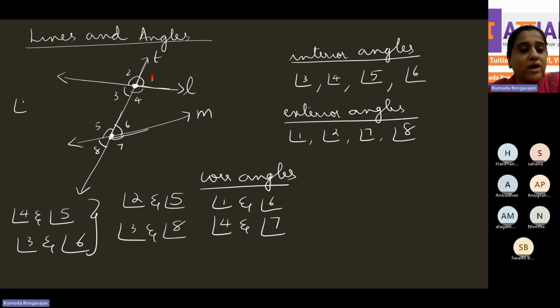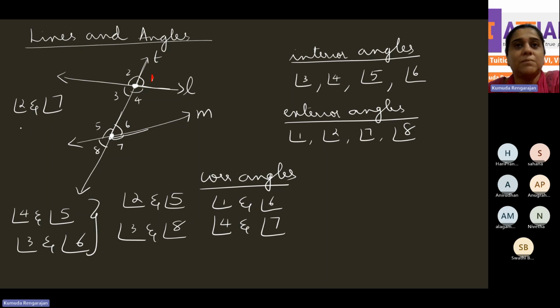So angle 2 and angle 7. Can you see 2 and 7? 2 and 7 are on either side of the transversal. Both of them are exterior angles and they have different vertices. So 2 and 7 form a pair of alternate exterior angles.